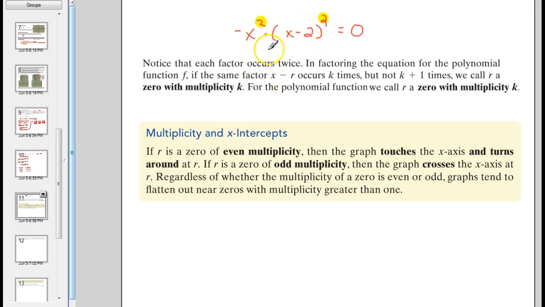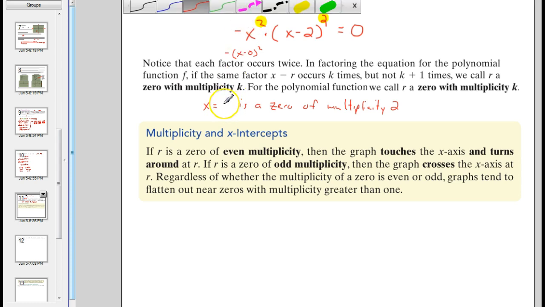So we say that this previous function that we had has x equals 0 as a 0 of multiplicity 2, right? Because I could write this as negative x minus 0 squared, okay? X minus 0 is just x, and so that's x squared. So that would be x minus r, x minus 0. R is a 0 with multiplicity k. 0 has multiplicity 2. Okay, same thing with x minus 2. So I could also say x equals 2 is a 0 with multiplicity 2. They both are. They're zeros with multiplicity 2.